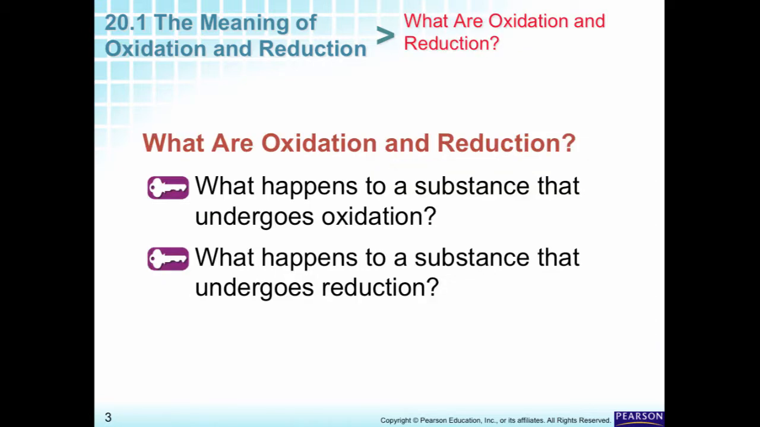So we're going to look at a couple questions. What happens to substances that undergo oxidation, and what happens to the substance that undergoes reduction? Now, reduction is a little bit different. Reduction was just the opposite of oxidation. So if something was rusting, wherever that came from, that substance was reduced. But we've got a more modern explanation we're going to talk about during this chapter for these two terms.